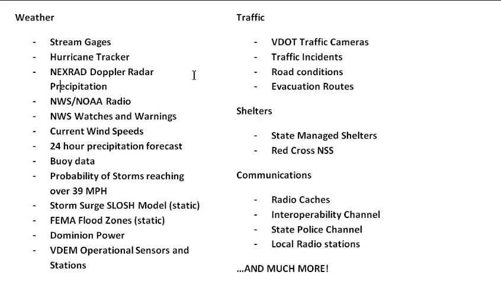So you've seen various types of weather, traffic, shelter, communications data. You've seen GIS services from various localities of Virginia, and all of this information can meet your emergency operational needs. Examples include your surge model, your probability of the storm winds reaching over any given number of miles per hour, precipitation forecasts, wind speeds, wave heights, Dominion power outage statuses, and much more.